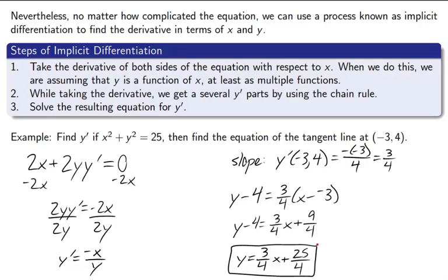You can still find the equation of a tangent line even when it's not a function. If it's implicitly defined, that's good enough. We use implicit differentiation, and we find the slope of the tangent line and thus find the equation of the tangent line.